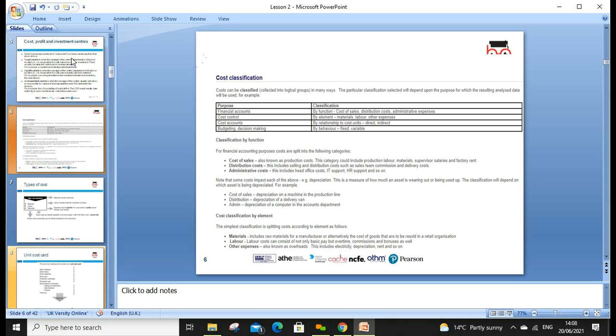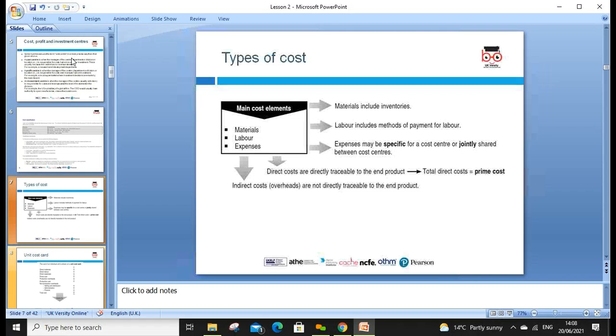Cost classification by element is the simple classification that specifies the cost according to material, which includes the raw material for manufacturing and goods that are resold. Labor cost consists of not only the basic pay but also overtime, commission, and bonus. And other expenses, also known as overheads, include electricity, depreciation, and rent.